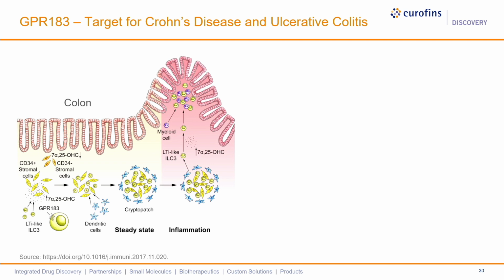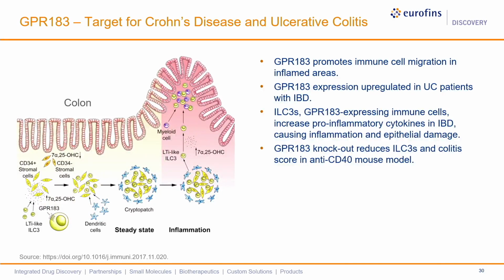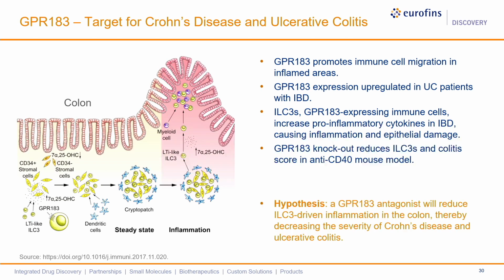But in the inflamed region, when the concentration of oxysterols increases, and in combination there is overexpression of GPR183 on these ILC3 cells, they generate cytokines, resulting in inflammation and epithelial cell damage. Also, studies show that if you knock out GPR183, it can reduce ILC3 levels and improve the colitis score. So the hypothesis here is that if we antagonize GPR183, we'll reduce ILC3-driven inflammation and therefore reduce the severity of IBDs.